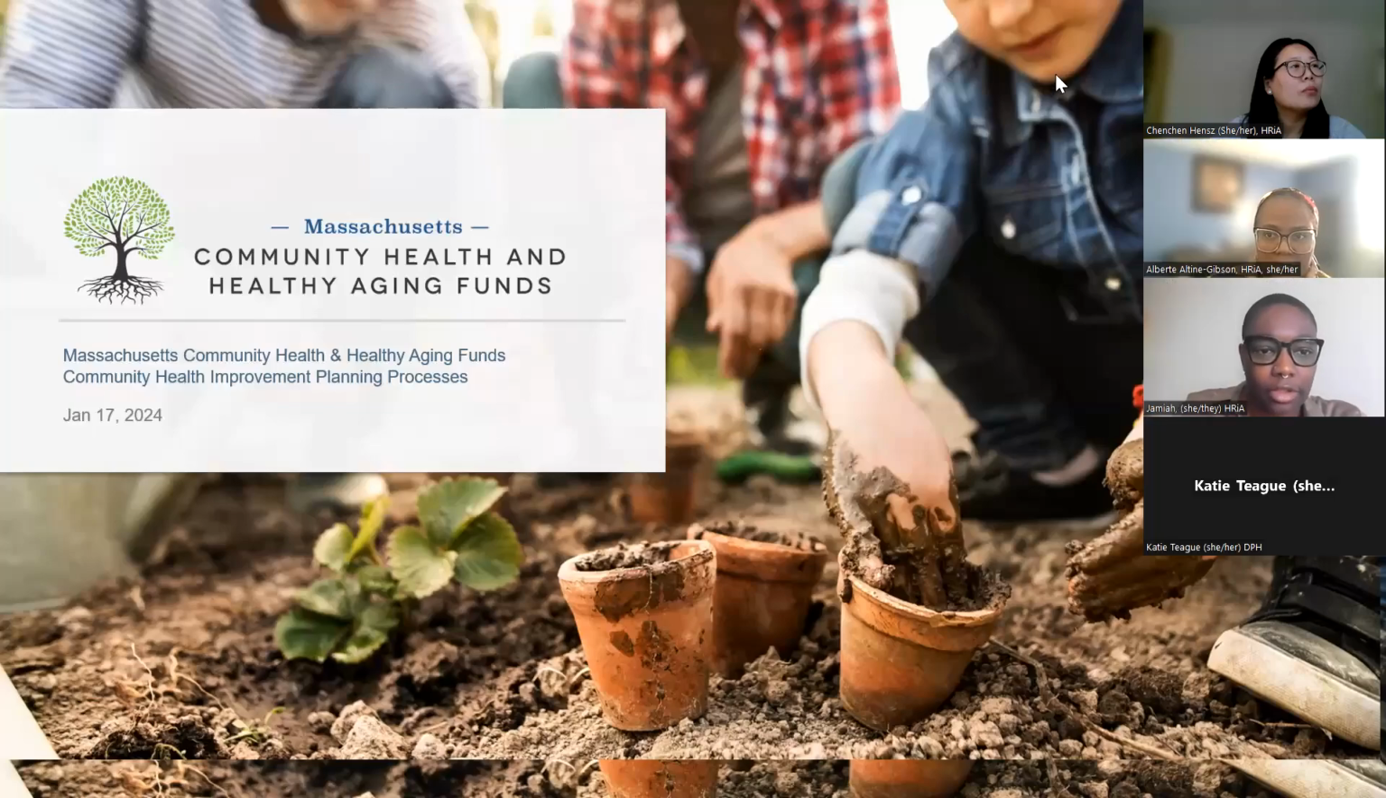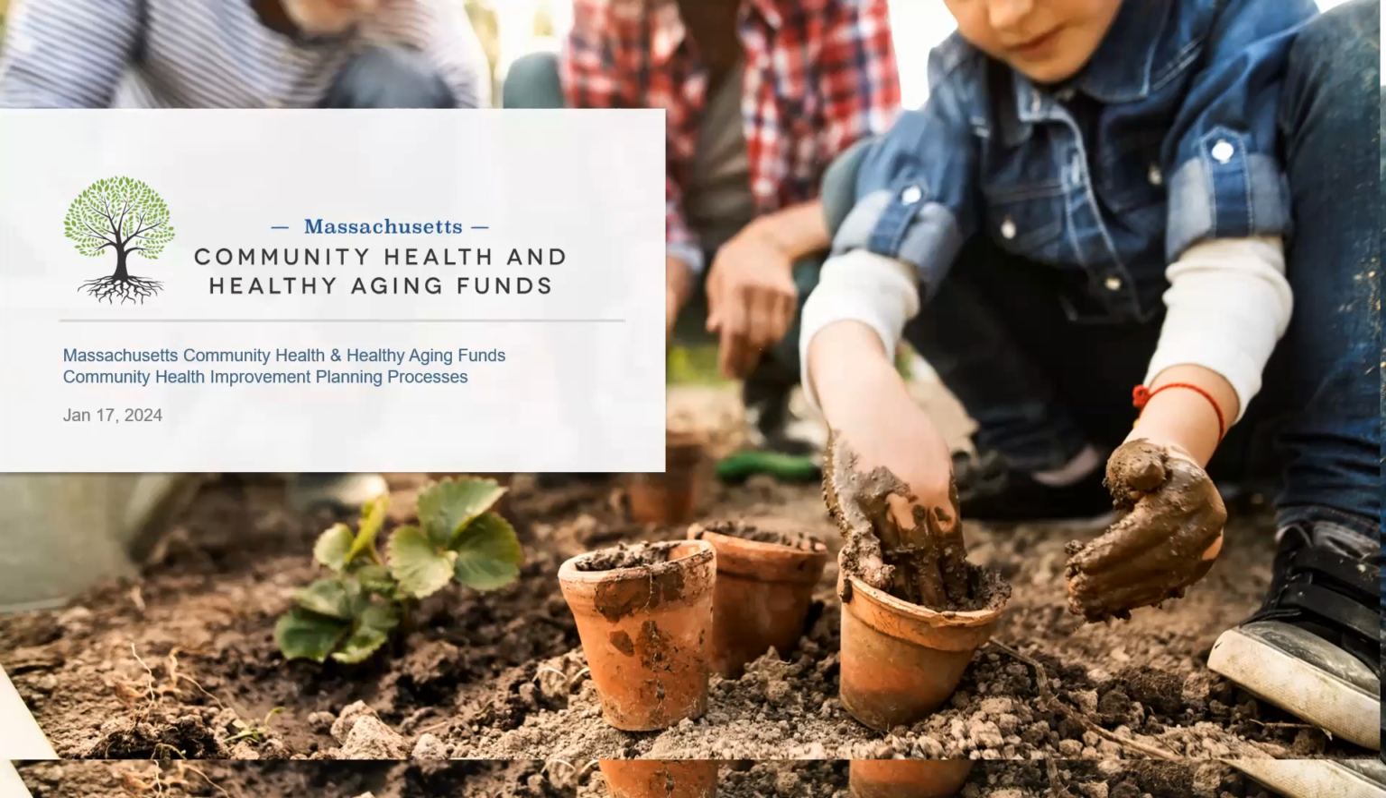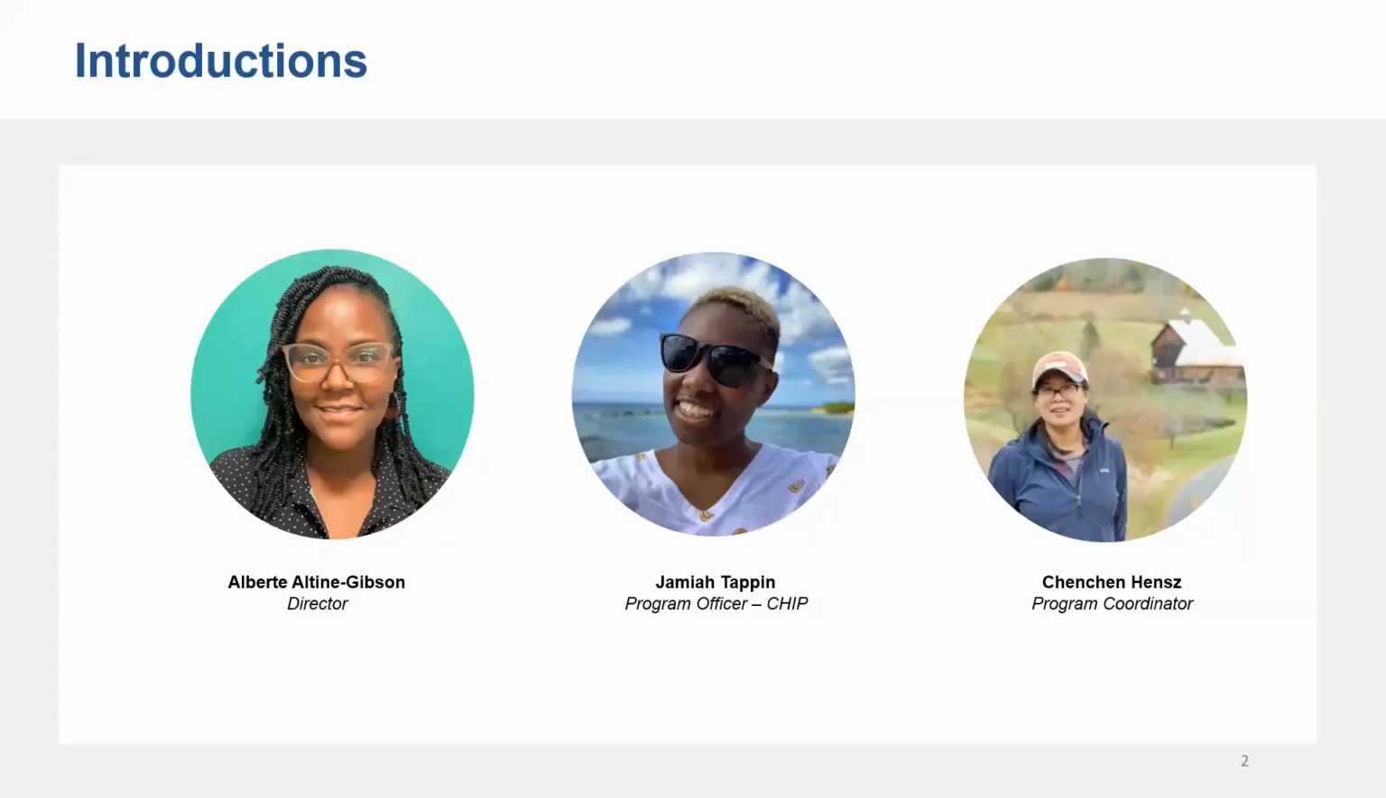the Community Health and Healthy Aging Fund's CHIP process. My name is Jamia Tappan. I am the Director of Health Equity and Community Investment at Health Resources in Action, and I currently serve as the CHIP Program Officer. So I will take us through this presentation and then answer any questions you may have. My colleagues Albia and Chen Chen are also here to provide any additional context related to the broader RFP process.